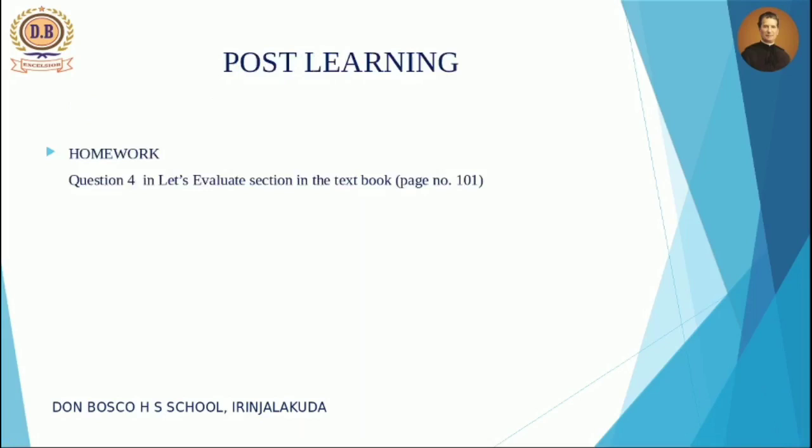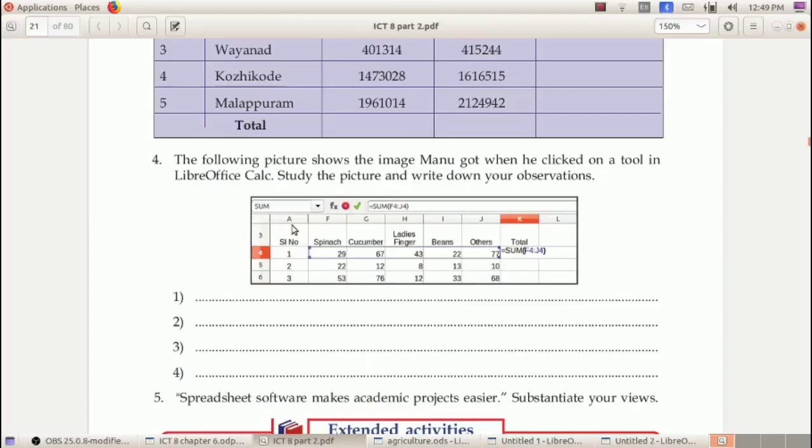Now we have a homework in your textbook, page number 101 in Let's Evaluate section, question number 4. Okay, this is question number 4. Here a figure is given and the following picture shows the image Manu got when he clicked on a tool in LibreOffice Calc. Study the picture and write down your observation. Okay, so from this table we can see which tool Manu has clicked. It is the sum tool. Here you can see sum. Okay, now you have to write down your observation here. So do this as a homework.